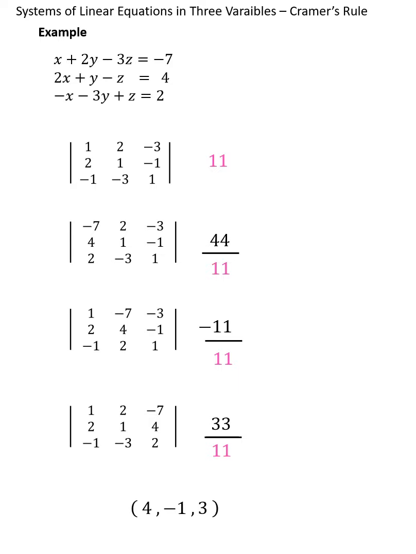You should have gotten 4, -1, and 3, of course, and lo and behold, without using any algebra whatsoever, that ordered triple is your answer to this system. In other words, x is 4, y is -1, and z is 3. Pretty cool trick, as long as you're fast at computing a 3 by 3 determinant, which you can be with enough practice.